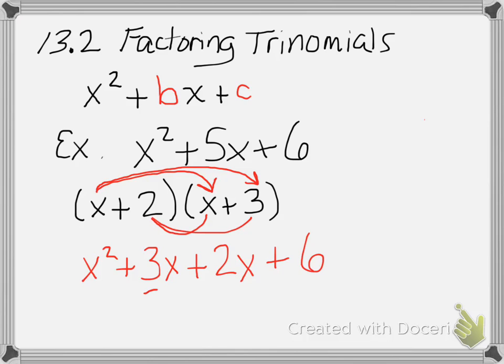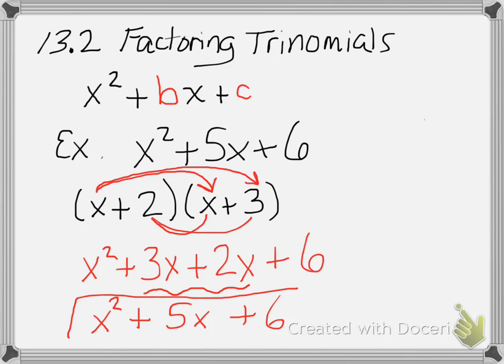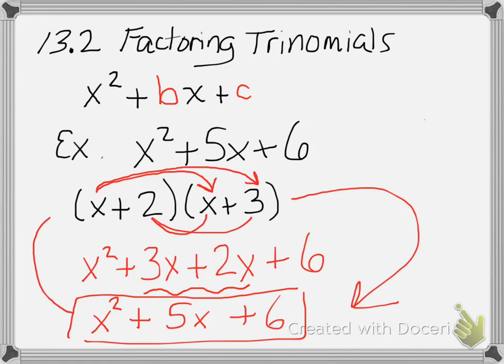And then we talked about how these two terms in the middle are like terms, so you can combine them to simplify it farther. So you get x squared plus 5x plus 6. So this right here is the trinomial. Before, we were going from the binomials to the trinomials. Today you're going from the trinomials to the binomials. So your goal is to write these two binomials that come from a trinomial.